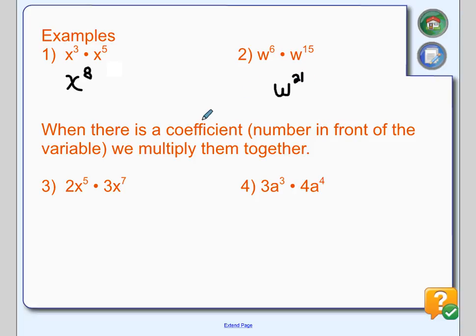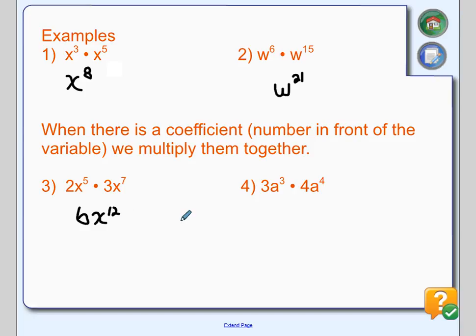Now if there's a coefficient, which is the number in front of the variable, for example, this 2 and this 3, we're simply going to multiply them together first. In this example, I have 2x to the 5th power times 3x to the 7th power. I'm going to multiply 2 times 3, which gets me 6. Then I have x to the 5th power times x to the 7th power. My base is going to be x, and 5 plus 7 is 12, so x to the 12th power.